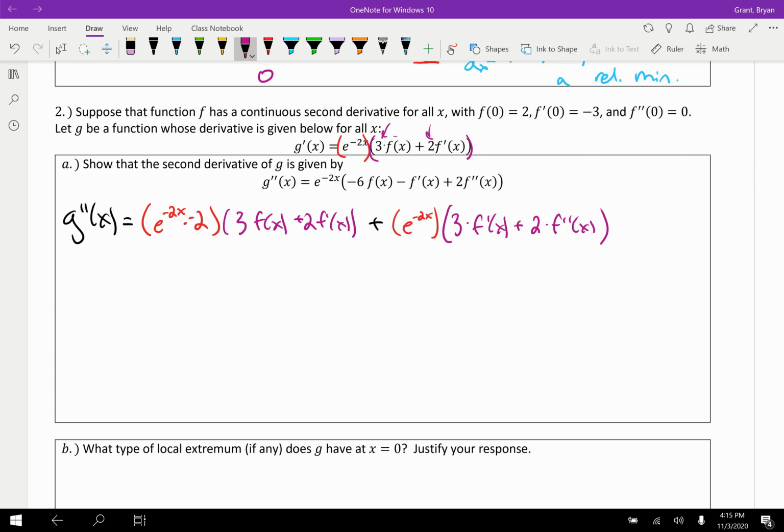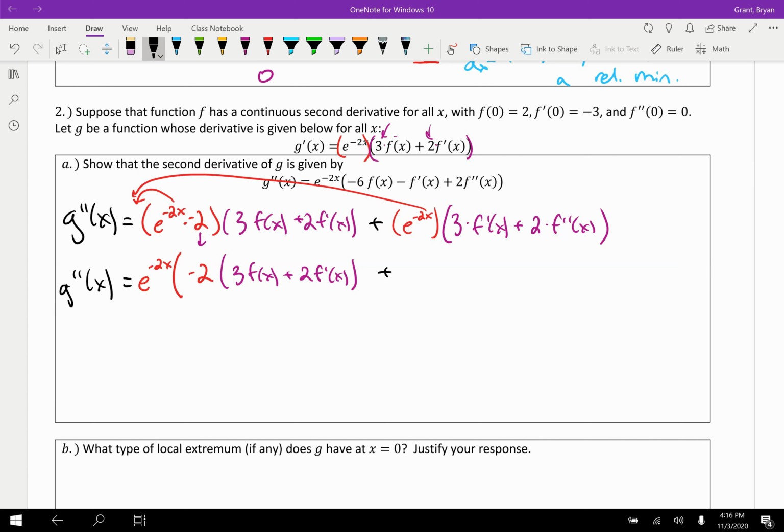All right, well, unfortunately, that still doesn't quite look like this guy, but we might notice that they have this e to the negative 2x factored out. So let's take that e to the negative 2x and factor it out front and see what that leaves us. So continuing the colors here, we have e to the negative 2x times, and then that leaves me, and I'll bring this negative 2 down here, so negative 2 times 3 f of x plus 2 f prime of x. And then the other piece is plus, and then we've just removed the e to the negative 2x.